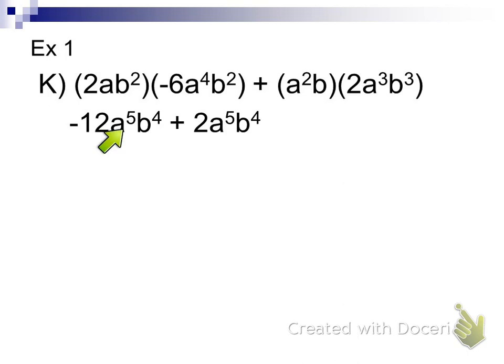Now, what needs to be the case if I'm going to add these? To add terms, they need to have like terms. Like term means same variable, same exponent. Do we have that here? Yeah, they're both a to the fifth, b to the fourth. So you can go ahead and add the coefficients. So what would my final answer be on this one? Yeah, -10, a to the fifth, b to the fourth.